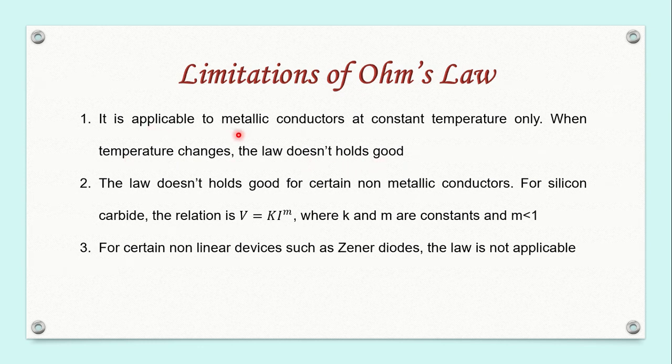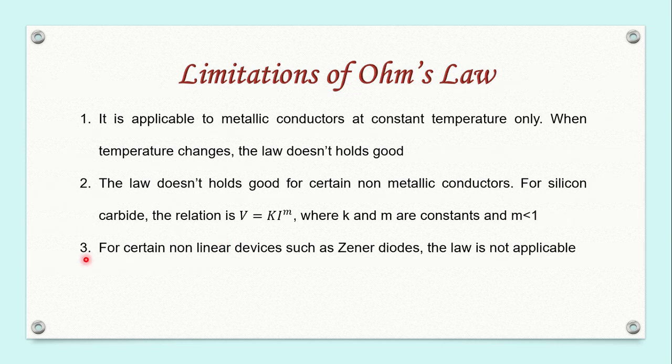It is applicable to metallic conductors and at constant temperature only. The next point: the law doesn't hold good for certain non-metallic conductors. It is applicable to all metallic conductors, but not to certain non-metallic conductors. An example is silicon carbide. For silicon carbide, the voltage current relationship is V is equal to K into I raised to M, where K and M are constants and M is a constant less than 1.